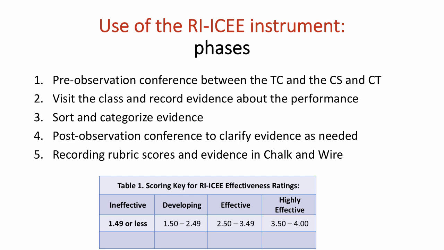Once you have the evidence, sorting and categorizing it will help you when you assign rubric scores. During a post-observation conference, the observer or evaluator can share where the preponderance of evidence gathered during the observation fell. During the conference, more clarification may be realized regarding the evidence collected. Then, the evaluator will be ready to record the rubric scores and evidence in Chalk and Wire.